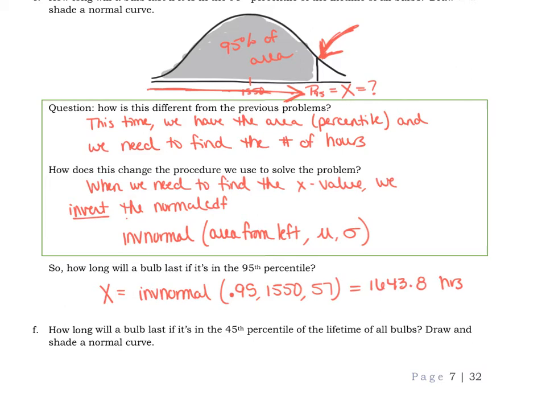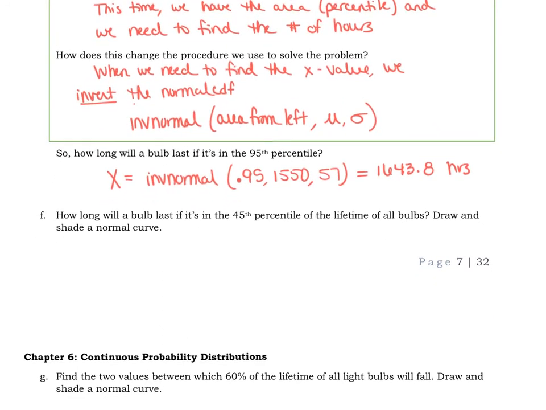In other words, we expect 95% of light bulbs to last that many hours or less. All right, so piggybacking off of that one, how long will a bulb last if it's in the 45th percentile for the lifetime of all bulbs? So here, with our 1,550 hours in the middle, we're looking for the 45th percentile. That's going to be a little to the left of 1,550. Remember, half of our area falls to the left of our mean. So we're looking at this portion here having 45% of the area.